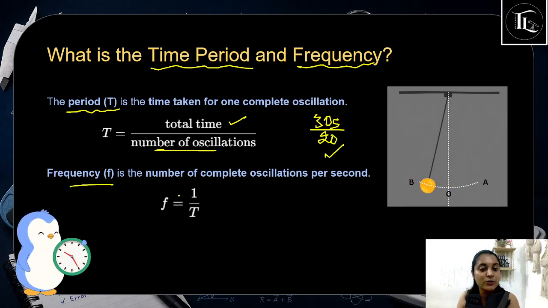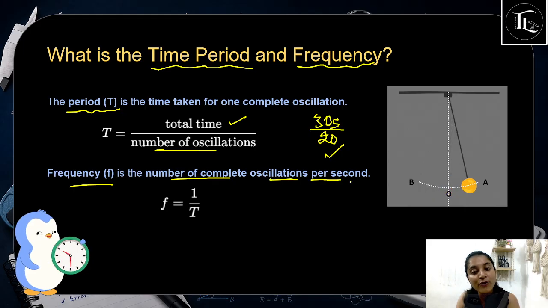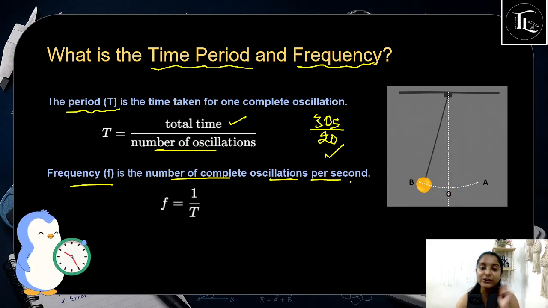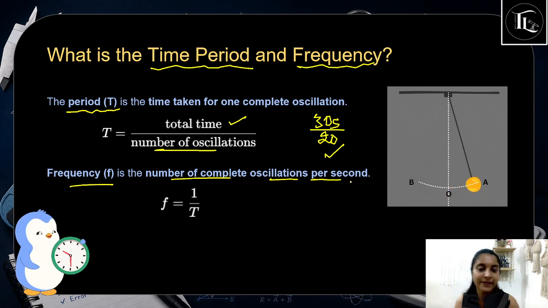And what is the frequency? Frequency is the number of oscillations per second. So in 1 second, how many oscillations are there? That is the frequency. It is basically the inverse of the time period. I hope this is clear.